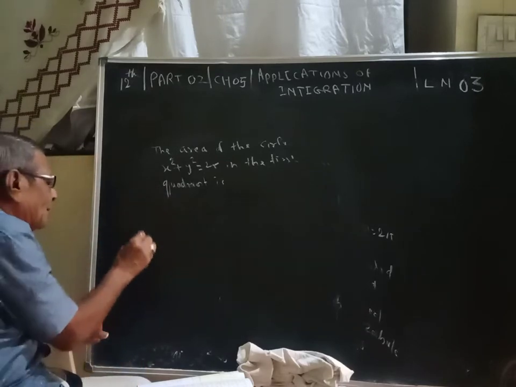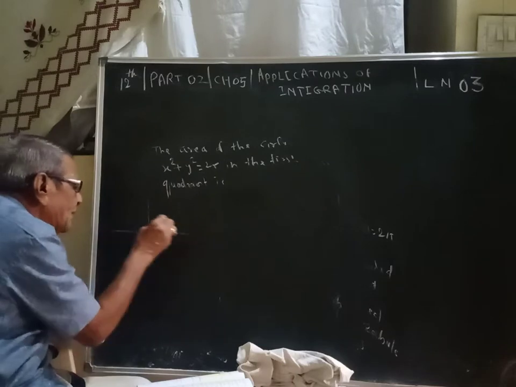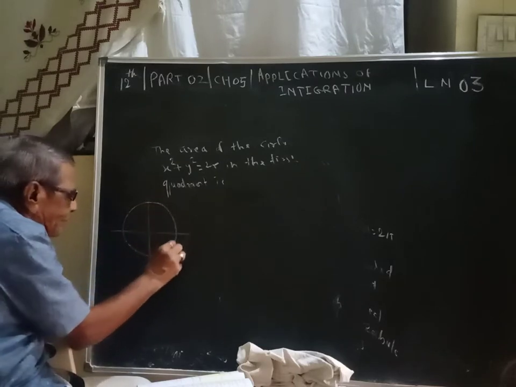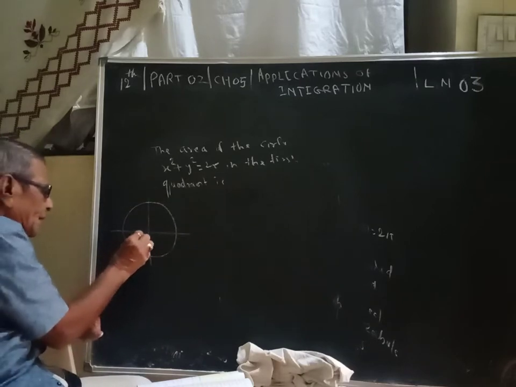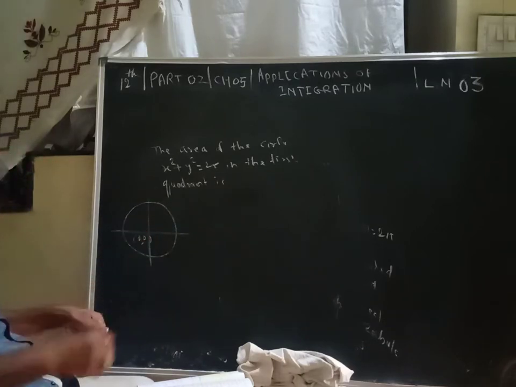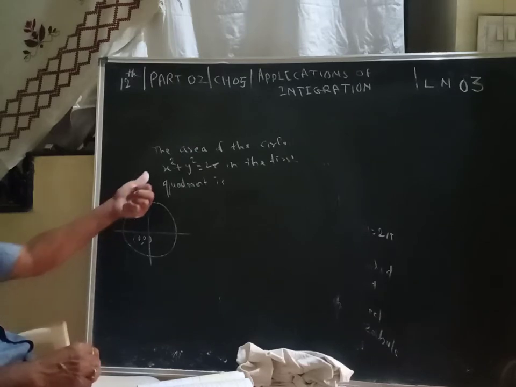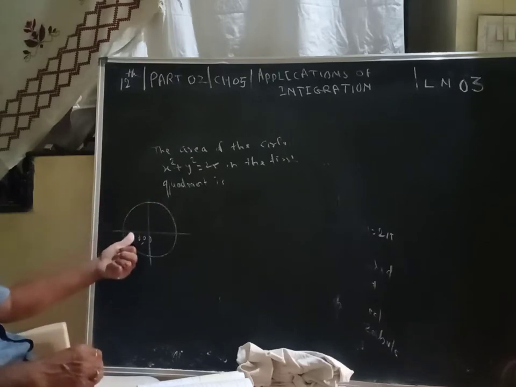the circle. So this is the standard circle. The origin is here, 0 0. The center lies at the origin, that is called the standard circle. In the 11th standard we have already studied these circles.